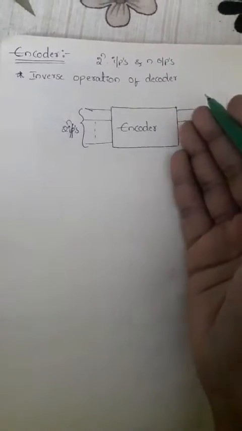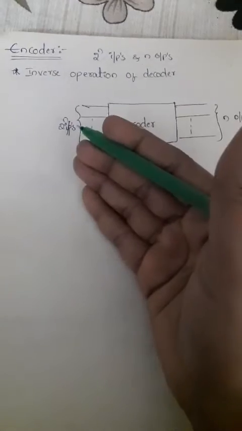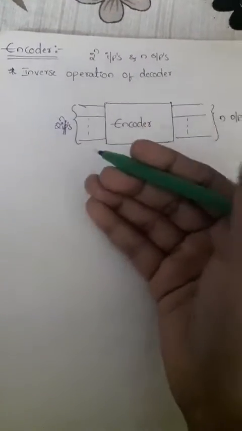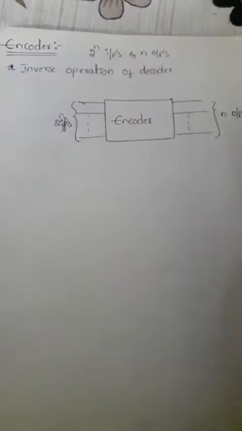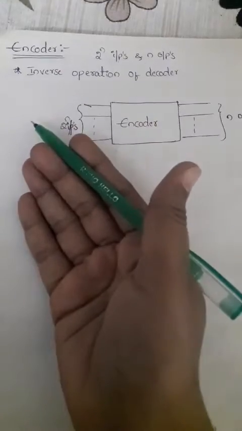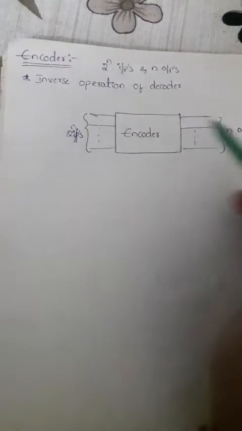As we discussed in the previous class, what is meant by decoder? It consists of n input lines and 2 power n output lines. But the encoder is exactly the reverse of the decoder. Whatever output lines we have in the decoder are equal to the input lines of the encoder. The decoder circuit has n input lines and 2 power n output lines.